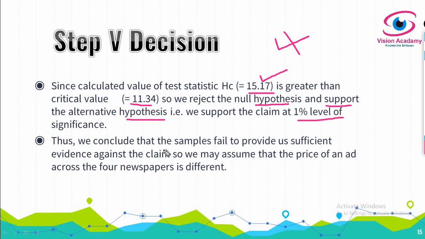So finally, we can conclude that the samples fail to provide sufficient evidence against the claim. So what is our claim? The price of an ad across 4 newspapers is different, and the samples fail to provide sufficient evidence against the claim. So we may assume that the price of an ad across 4 newspapers is different. So this is the decision finally.